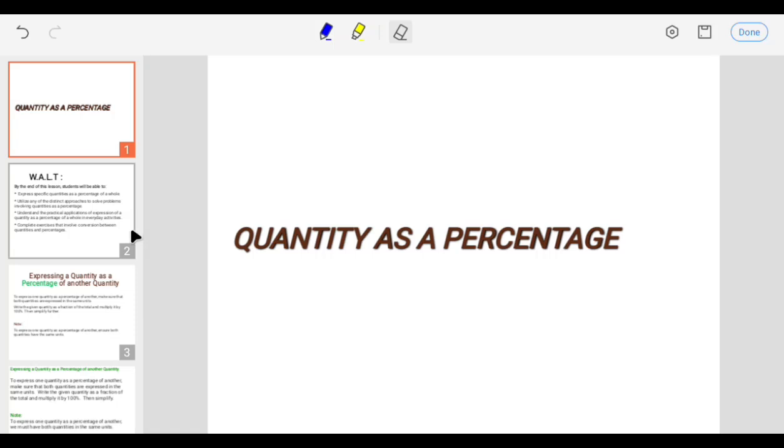So in today's class, we're going to continue with our lesson on percentage. And today we're going to talk about expression of quantity as a percentage of a whole.